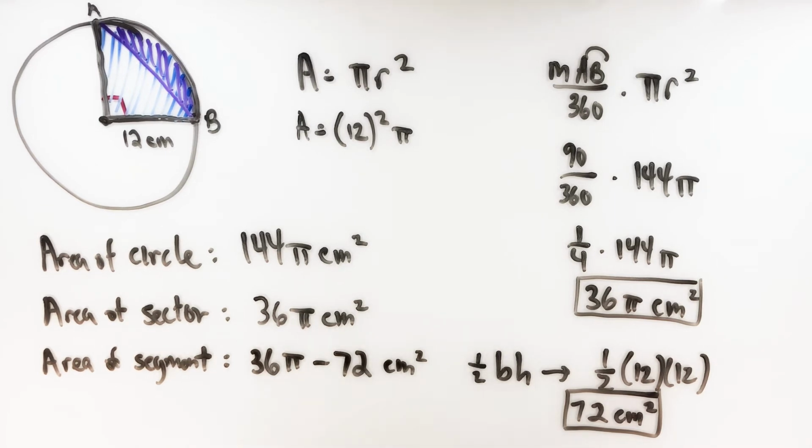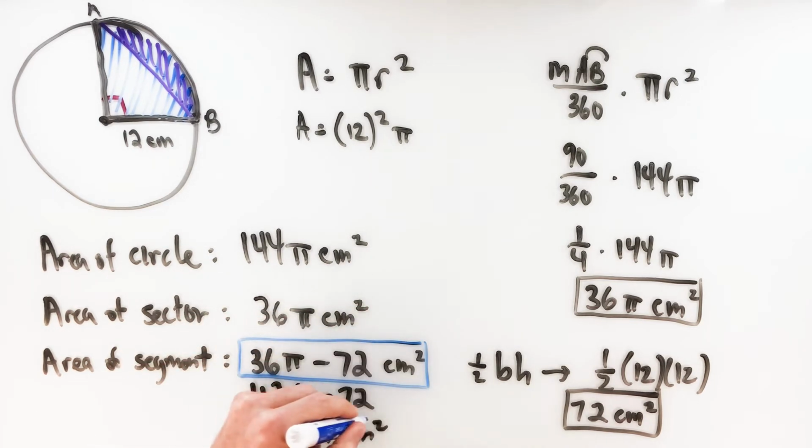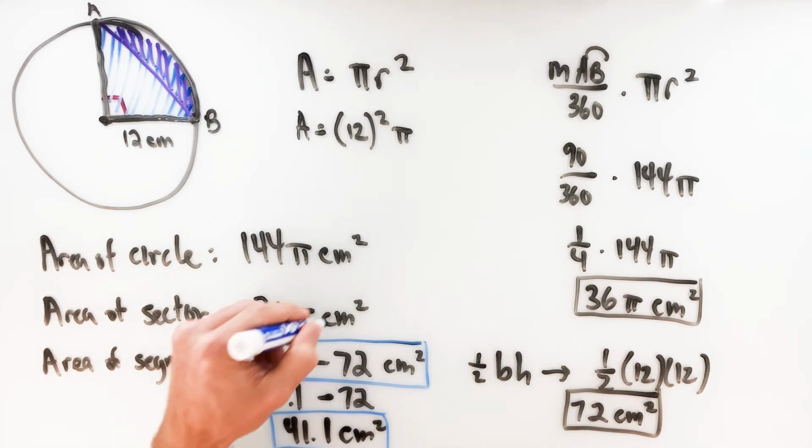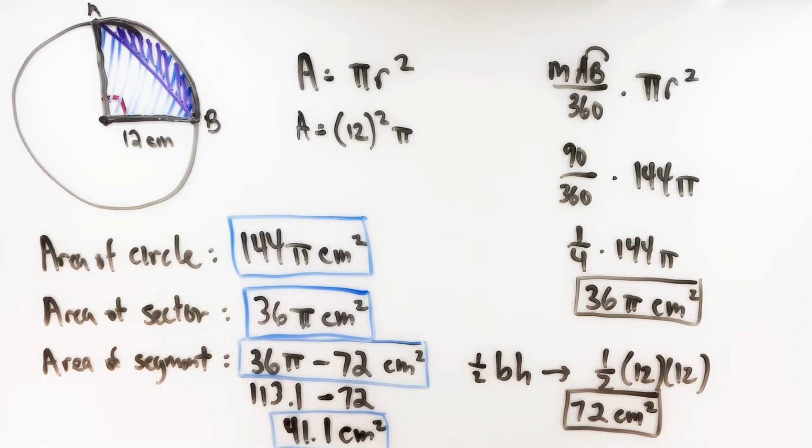If I wanted to get this as a decimal, I can go ahead and multiply 36 times pi, which gives you 113.1, and then subtract out the 72, which leaves you with 41.1 centimeters squared. Okay, so either answer here is fine. We can go 36 pi minus 72, or we can go 41.1. Same goes for these in terms of pi. We can leave them just like this, and that's fine.